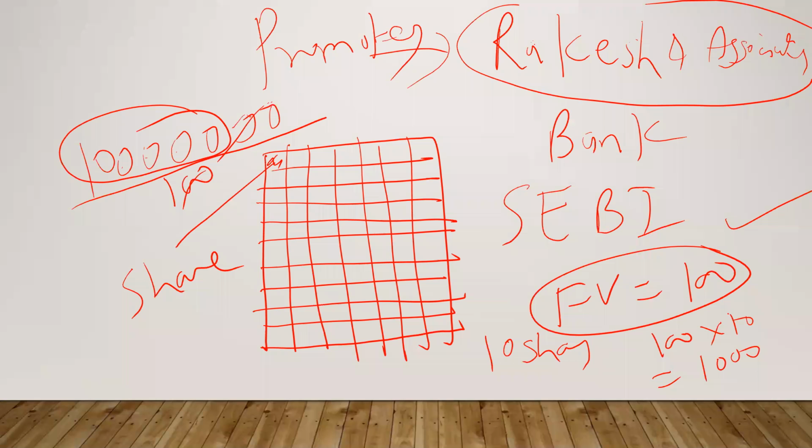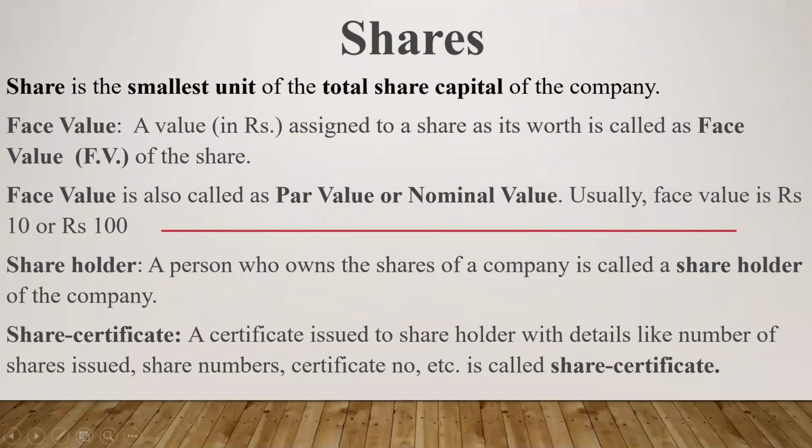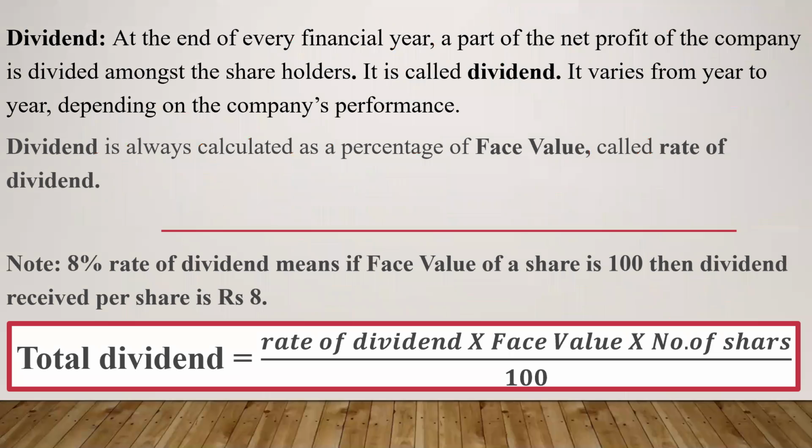Now, people will not invest the money unless they are getting some benefit, right? So when you purchase the shares of a company, you become a partner of that company. So the company has to give you some part of the profit which they gain at the end of the financial year, because you have become a partner. The part of the profit which the shareholders are getting is called a dividend. So what is a dividend? At the end of every financial year, a part of the net profit of the company is divided amongst the shareholders, and that is called a dividend.